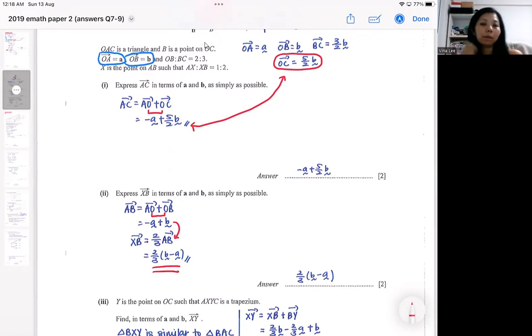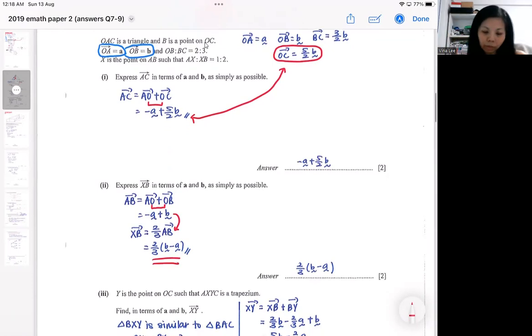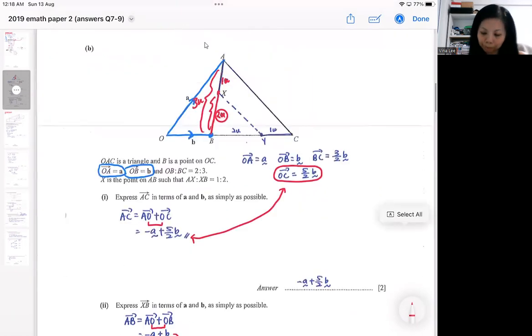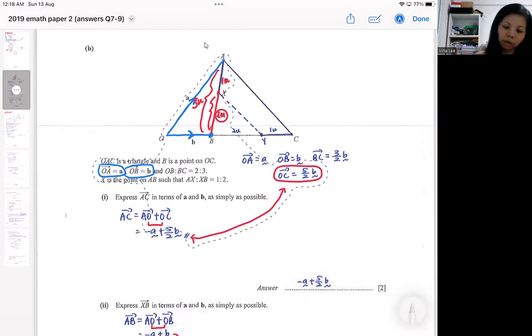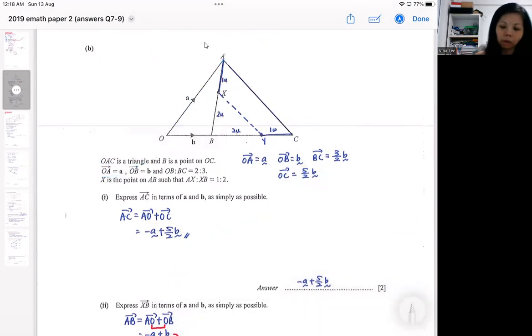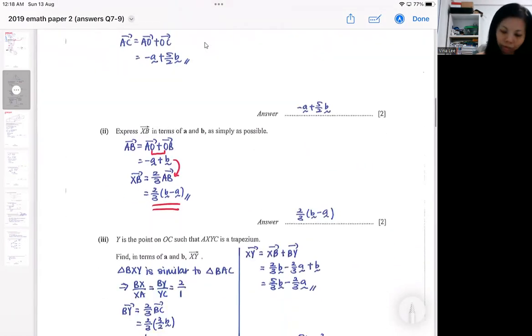So all you're dealing with are vectors. So this will be the easy part. The difficult part is usually the last one. So I'm going to erase off everything first. So the last one, you need to be a bit more patient. Read and go and find out where is the trapezium. So follow the description.